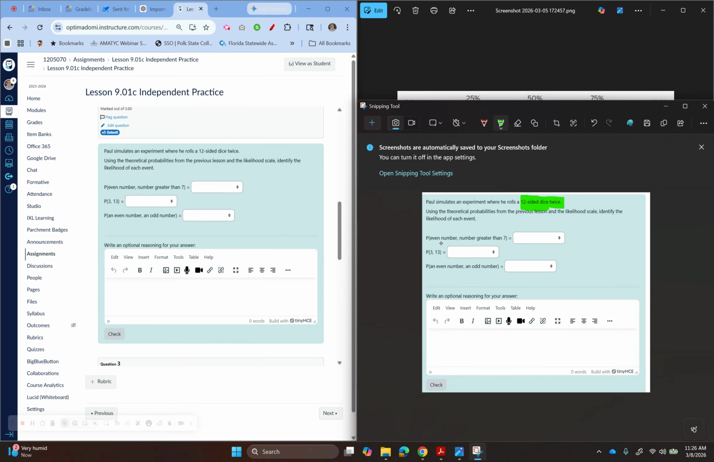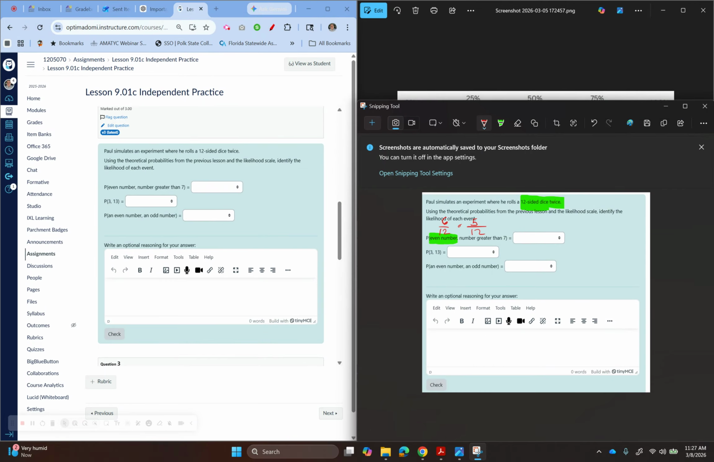So what's the probability that in my first roll I get an even number? The die has 12 sides, and out of those 12, half of them, 2, 4, 6, 8, 10, 12, are even numbers. So 6 out of 12 numbers are even. And when I roll the second time, how many numbers out of those 12 are greater than 7? That would be 8, 9, 10, 11, 12, so 5.